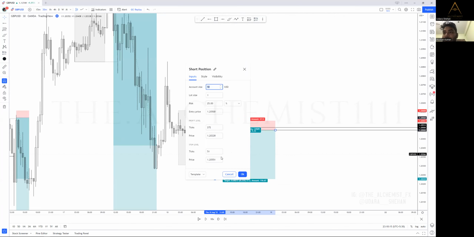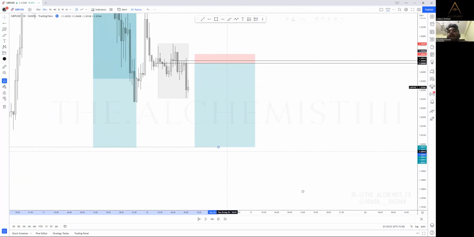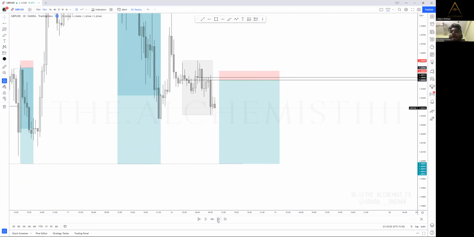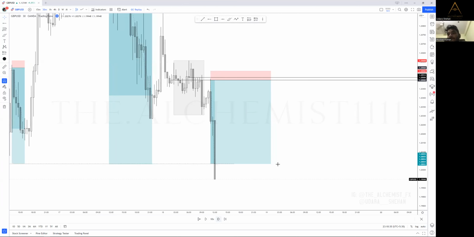So even if it taps into the top one, I'm still safe, right? I'm still safe. And where do I target? Since we're very close to the external range liquidity, we target that. Oh, this was a break even too. Let me show you. Look at this. Look at that. Taps. Done. Did you see the setup?